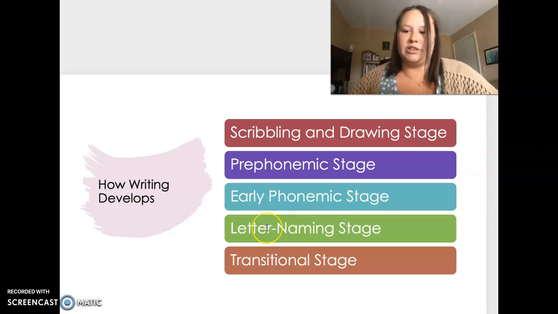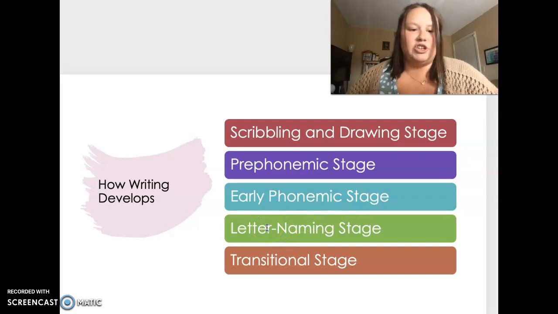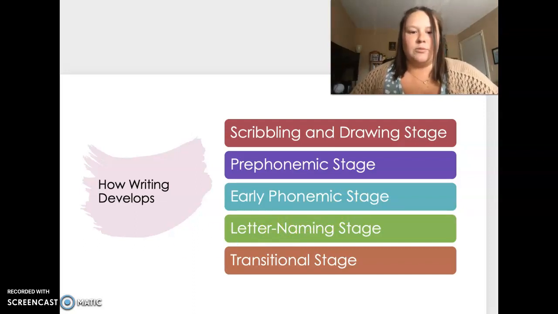So then they're moving on to the letter naming stage. In this stage, children are using more than 1 or 2 consonants, and they're usually using at least 1 vowel to represent the spelling of words. Usually it's not going to be spelled right, but it's at least going to look more like English, and they're going to be trying to sound it out and trying to figure out how to spell that word.